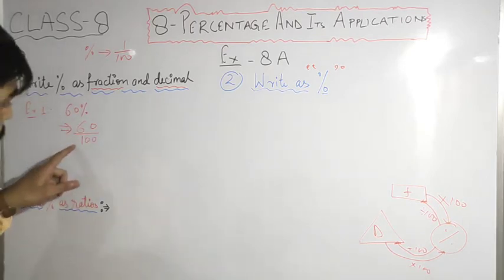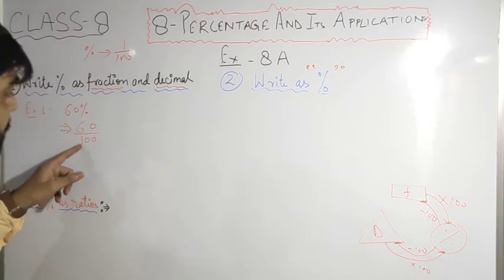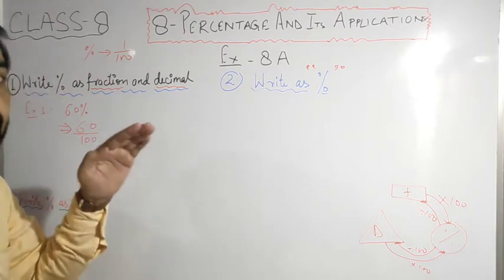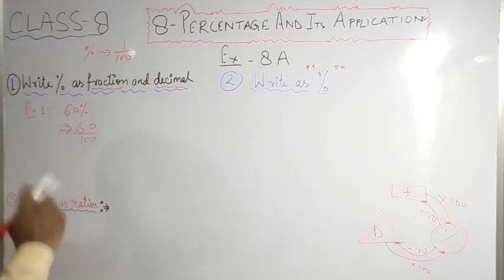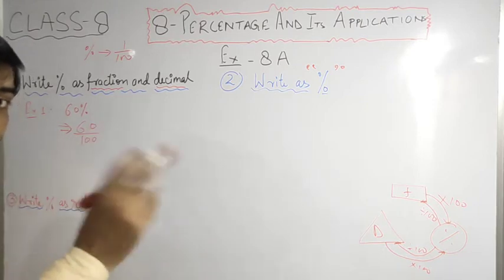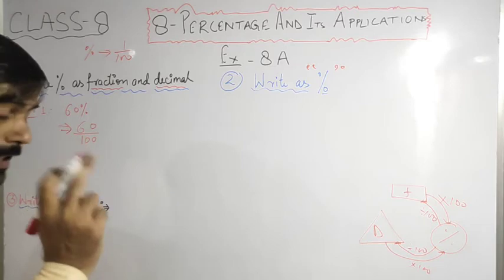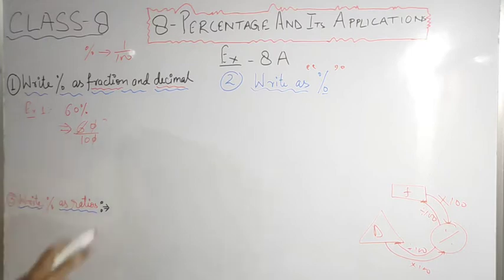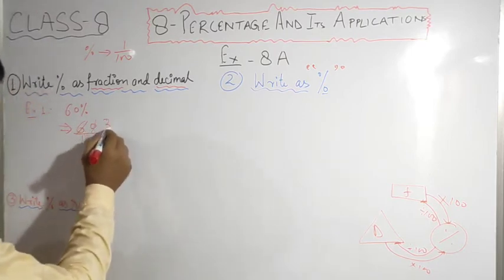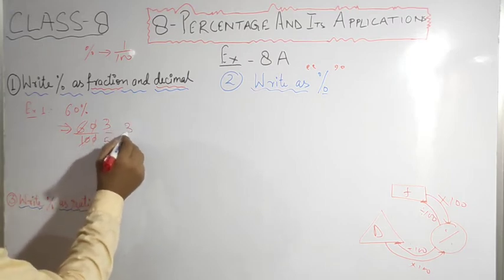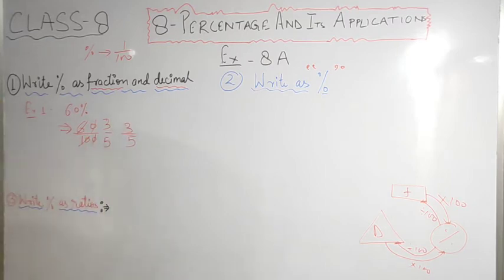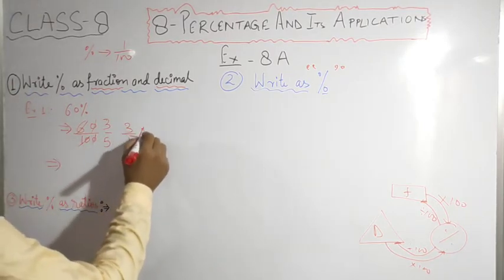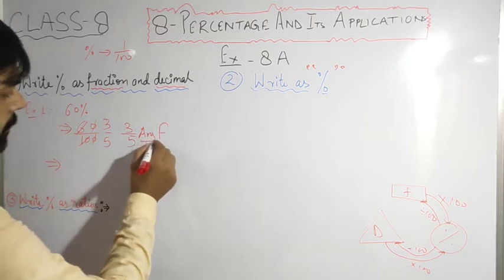Understood? So when we have any number in a fraction form, we write it in the simplest form. If we have a number in fraction form, write the answer in simplest form. Zero cancels zero. 6 and 10 are divisible by which number? 2. 2 threes are 6 and 2 fives are 10. Then the answer will be 3 upon 5. This is the answer in fraction form.